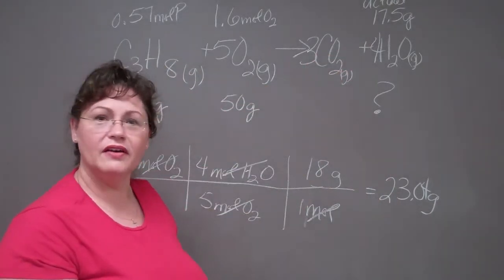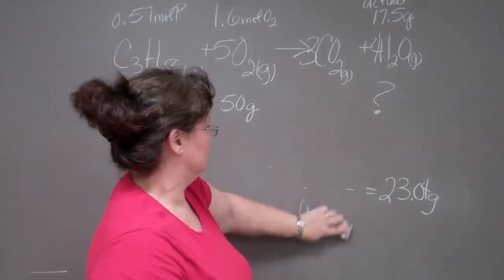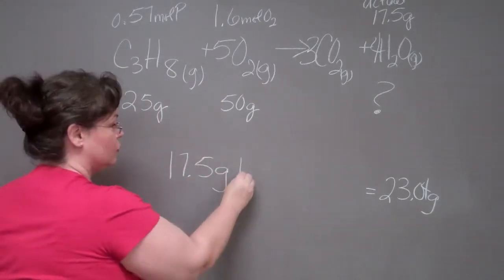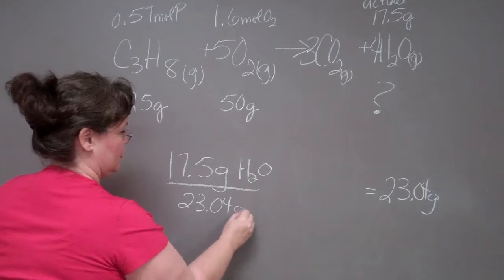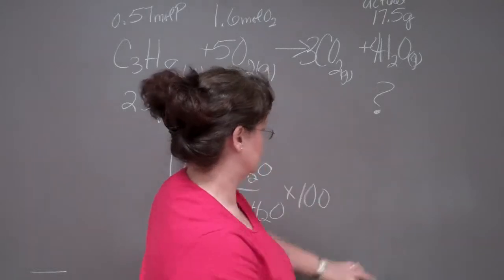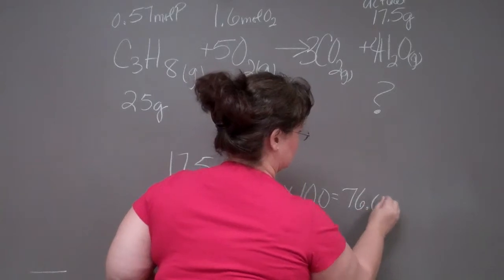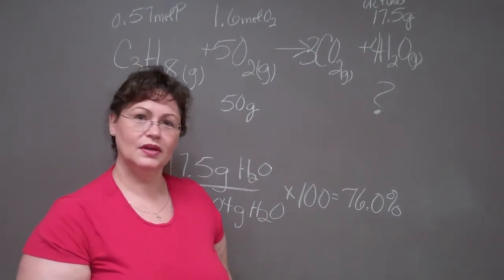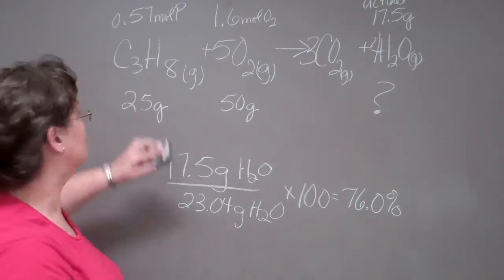We have 17.5. So now we go back to calculate our percent yield. Our actual yield of water divided by our theoretical yield of water times 100 gives us a percent yield, which is 76%. Now let's apply this to an organic problem.